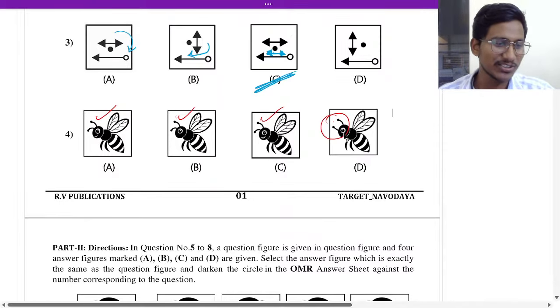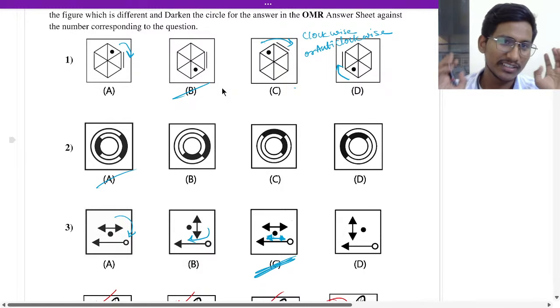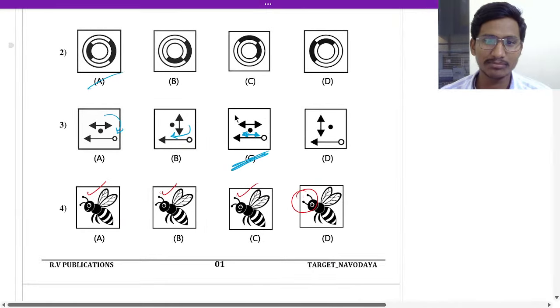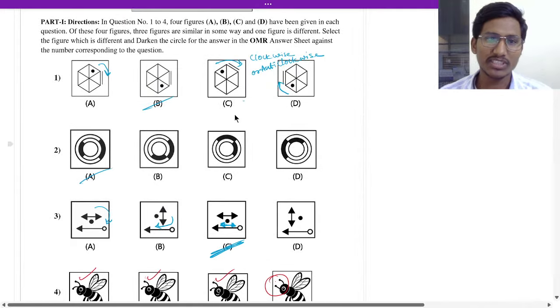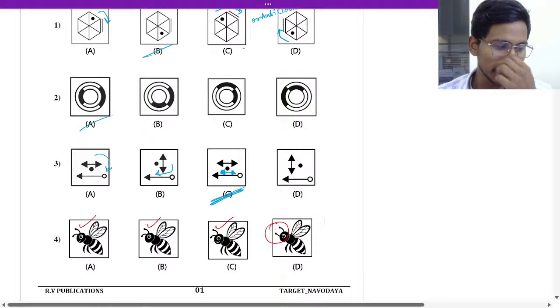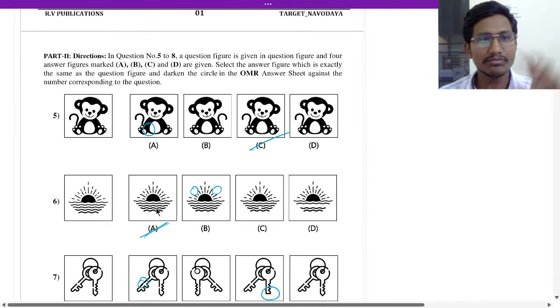Correct. Good, so everything is correct. Any doubt? The third one is C, the second one is A, and the fourth one is D. If there is any change, let me know. If you have a doubt, I will explain why that is the answer. Understood everyone? So these are the answers for the first, second, third and fourth questions. Good. Next is the fifth question.